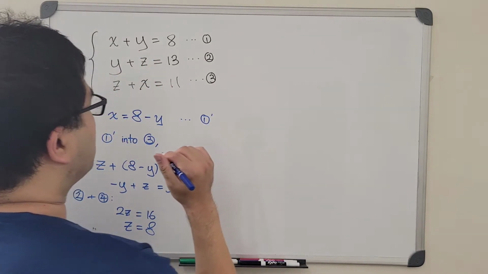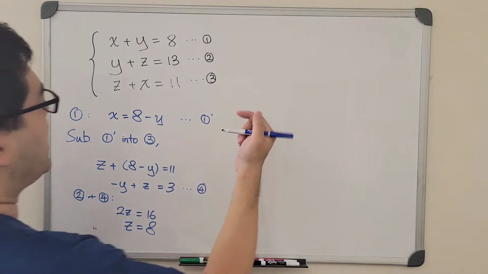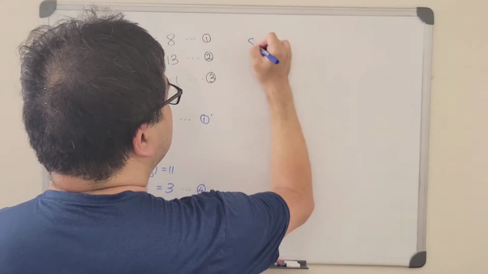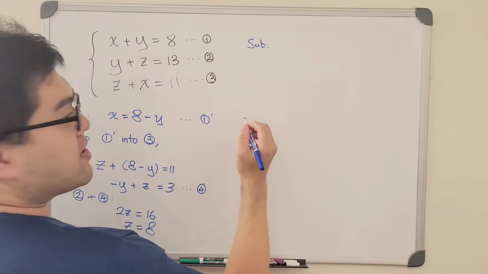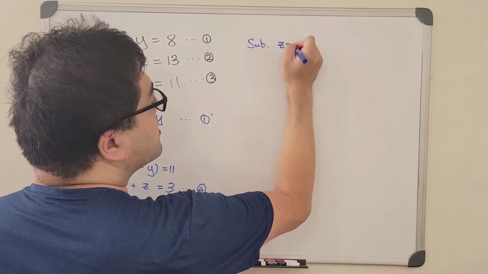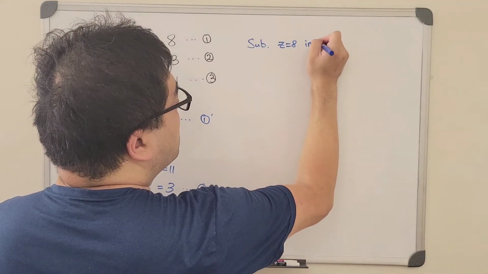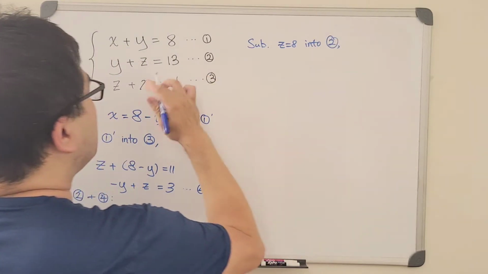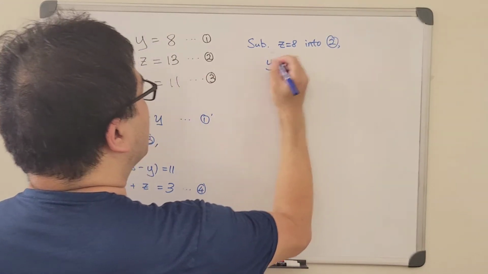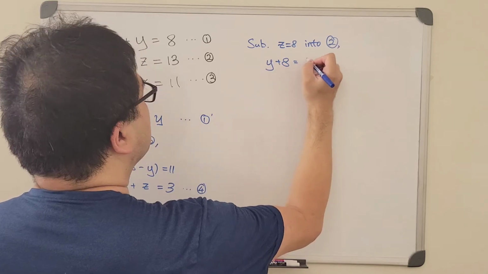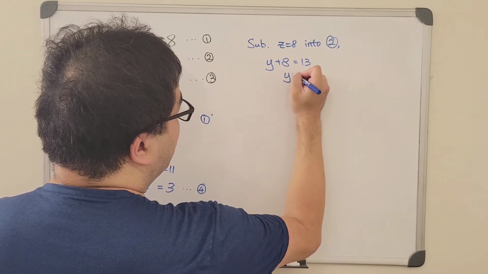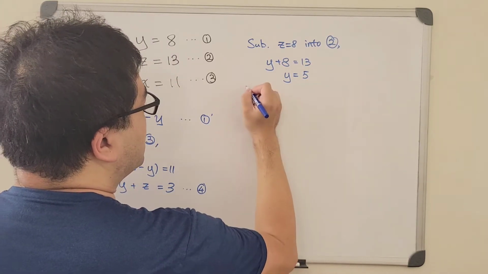So what should we do next? Of course, substitute back in. So if we substitute our answer, z equals 8, into our second equation, we now get y plus 8 equals 13, giving us y equals 5.